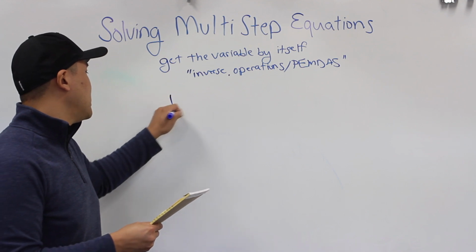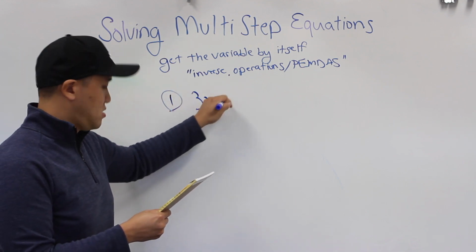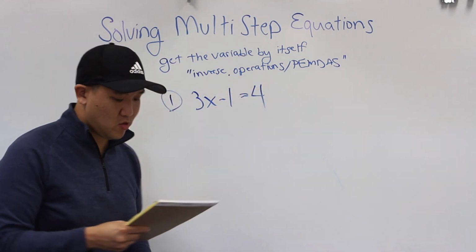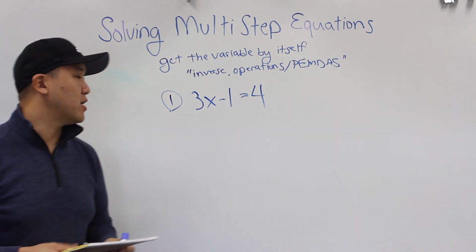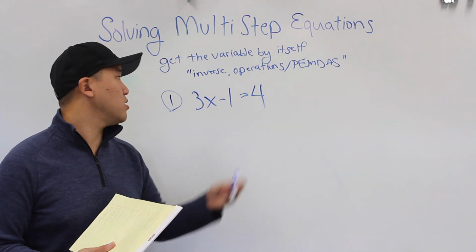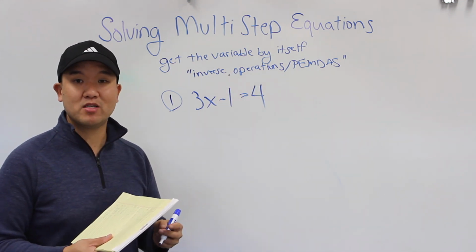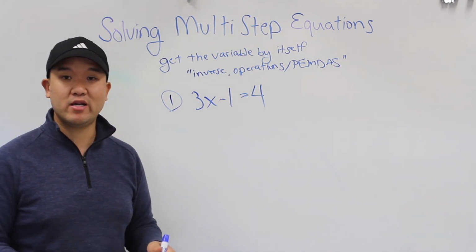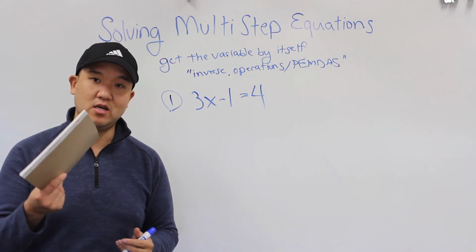Our first beginner problem: 3x minus 1 equals 4. So I'm going to give about 30 seconds to a minute. Remember, inverse operations, PEMDAS: use add, subtract first, and then multiply, divide. About 30 seconds to a minute. Good luck, go.